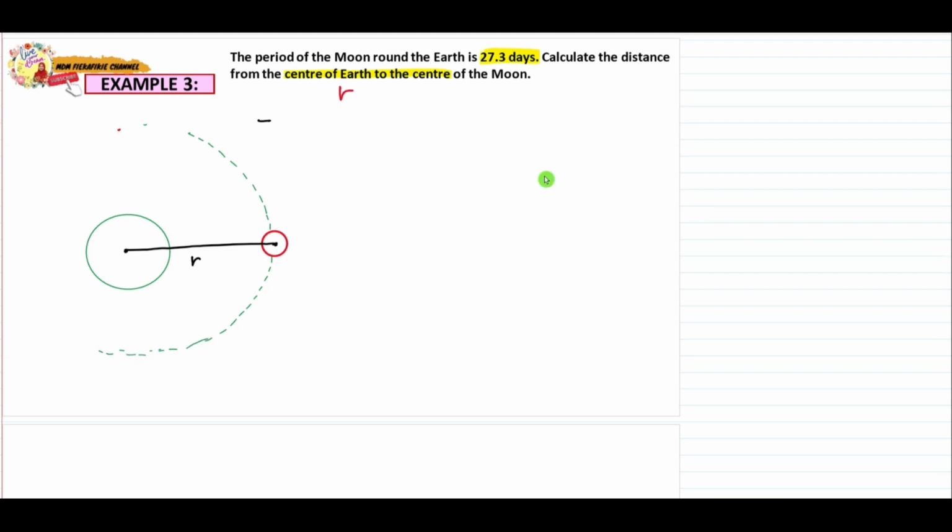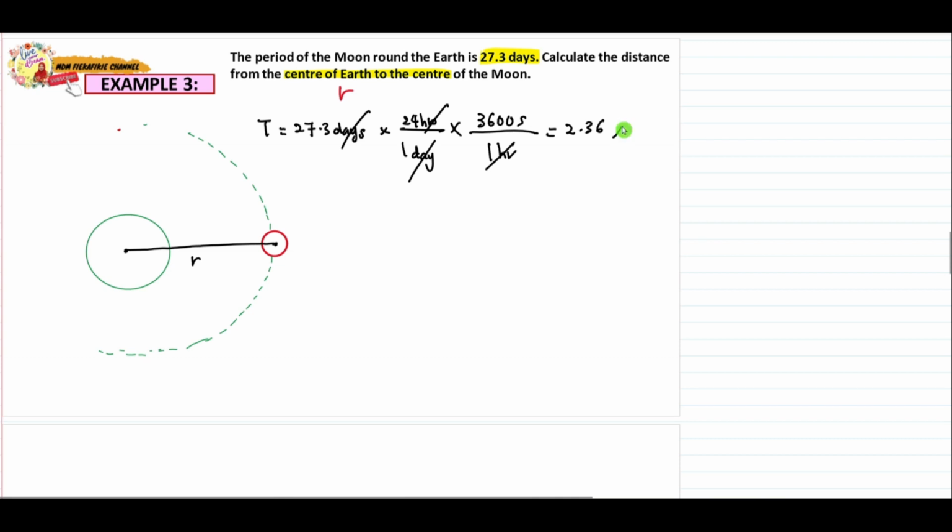So now we have the value of t, but make sure you change to seconds. 27.3 days. So 1 day is equal to 24 hours. We can cancel days. And 1 hour is equal to 3,600 seconds. So you have to calculate this. You will get 2.36 exponent 6 seconds.